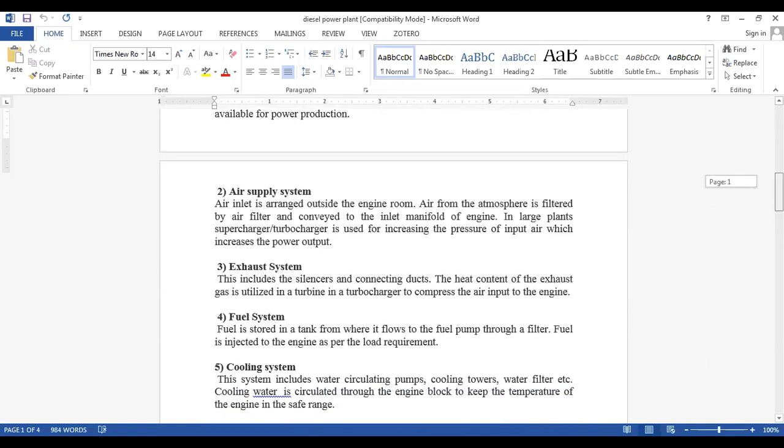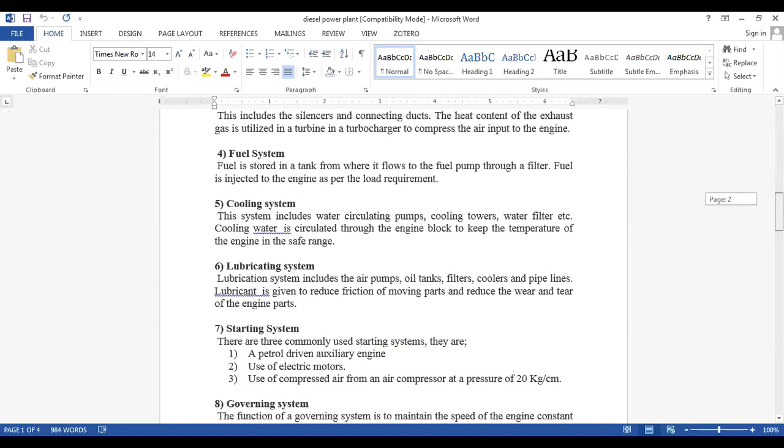Then there is the exhaust system, which includes silencers and connecting ducts. Then the fuel supply system, and the fuel generally used is diesel. Next is the cooling system, which includes circulating pumps, cooling towers, and water filter. Cooling water is circulated through the engine block to keep the temperature of the engine in the safe range. So these are the different parts.